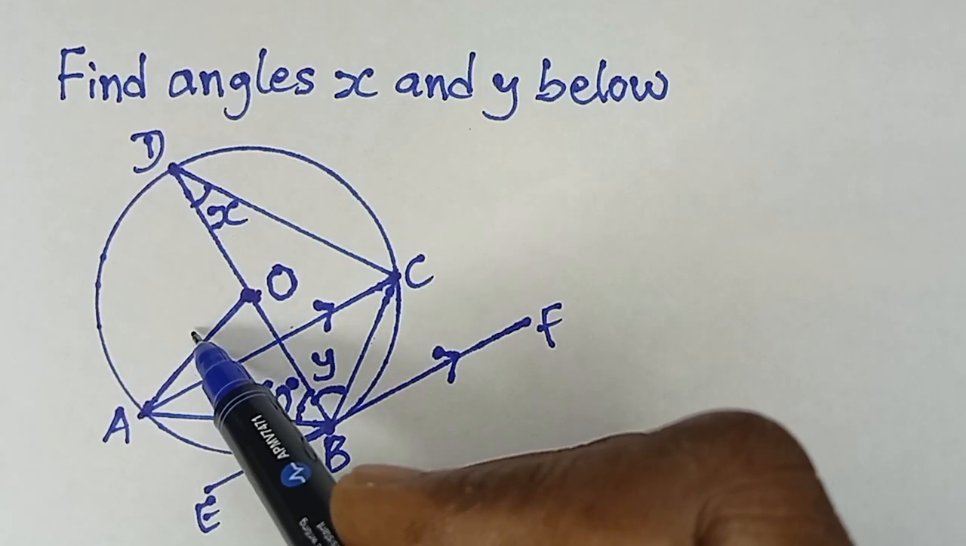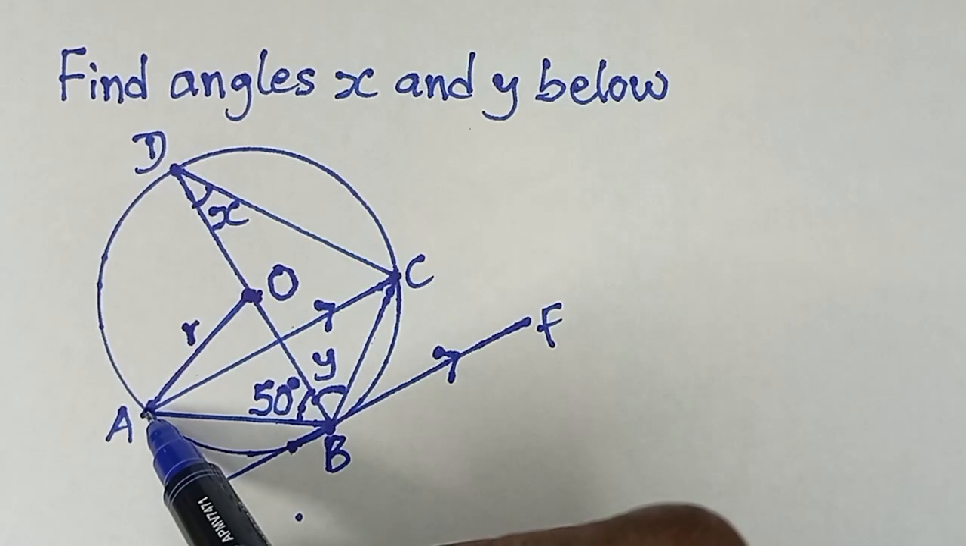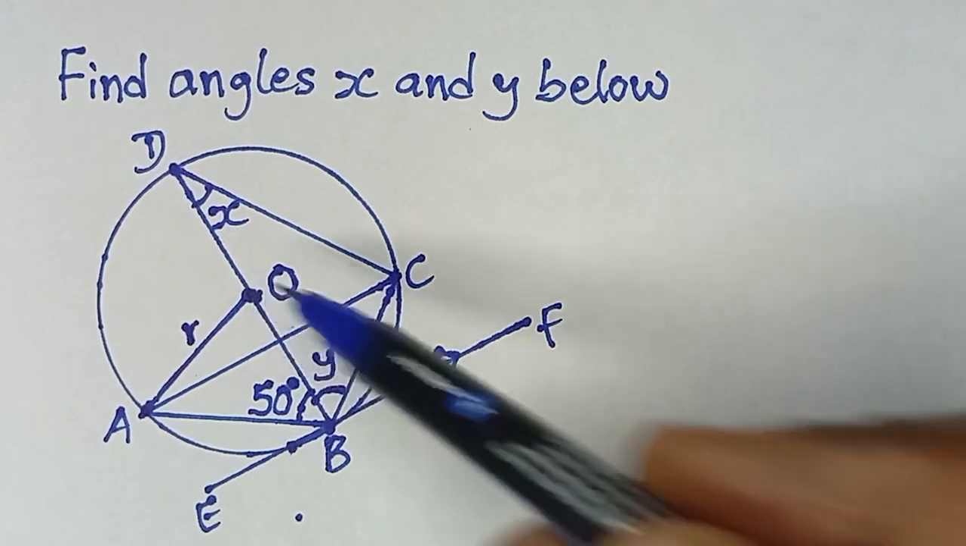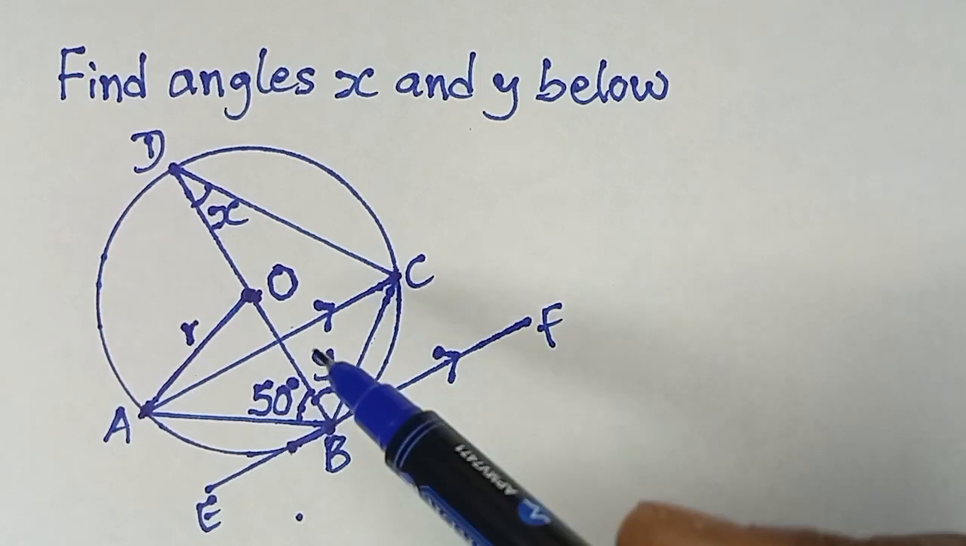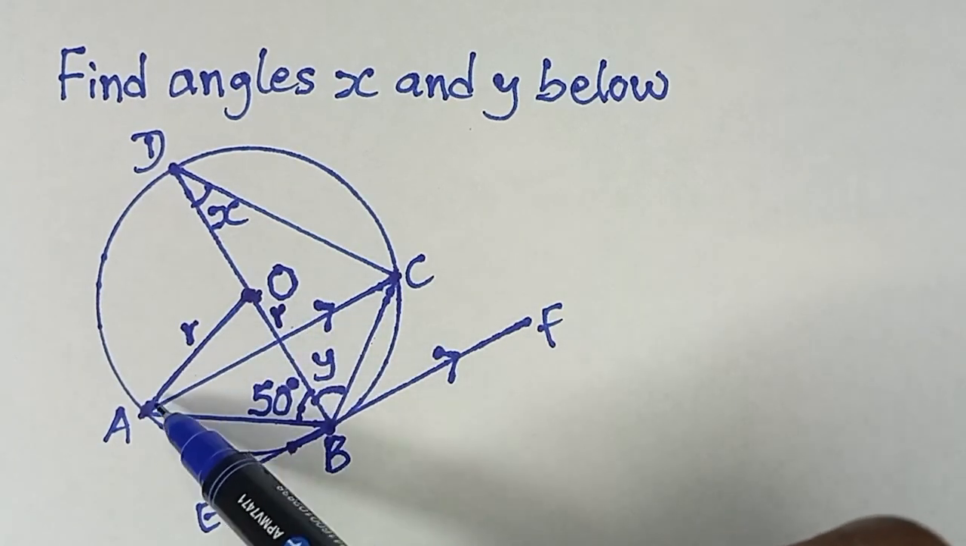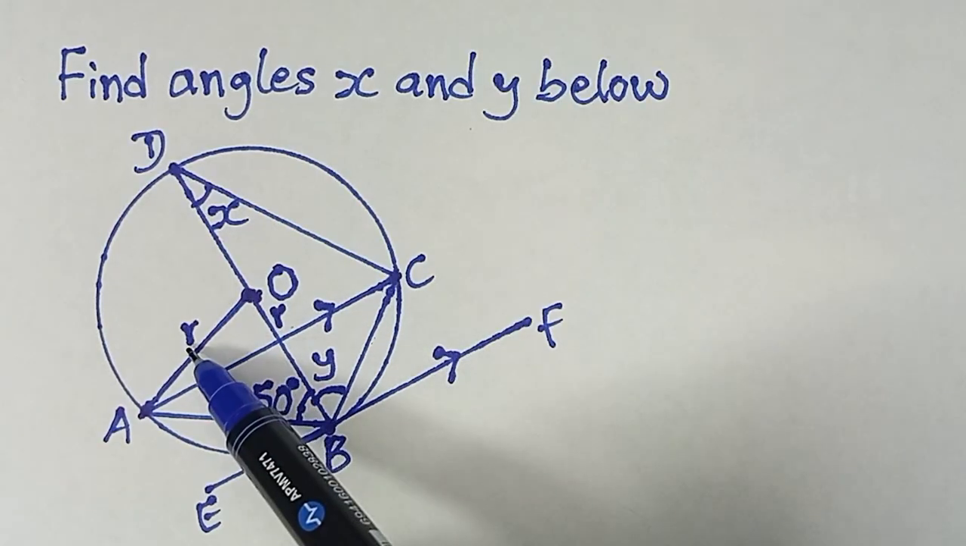that this is the radius of the circle, because a line from the center to the circumference is a radius. Similarly, a line from the center to the circumference is also a radius. So that means this line is equal to this line because their values are the same, radius and radius.